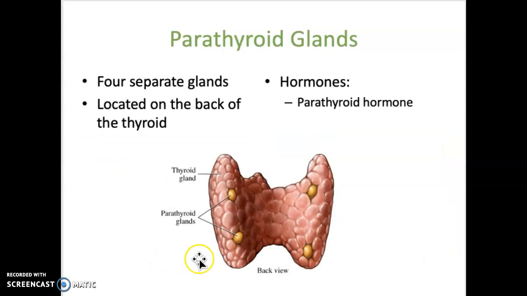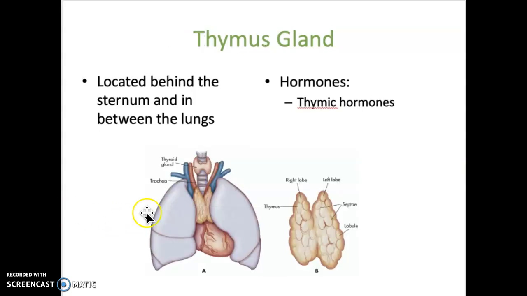And then on the back of the thyroid gland are the parathyroid glands. You can see those in yellow. There are 4 of these. And these glands secrete parathyroid hormone, which increases calcium levels in the blood. The thymus is located a little bit further down in the chest, and it secretes thymic hormones, which stimulate the development of T cells. T cells are a type of white blood cell that help to fight infections.